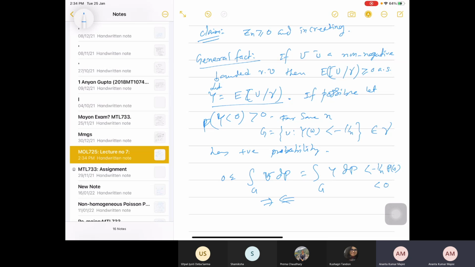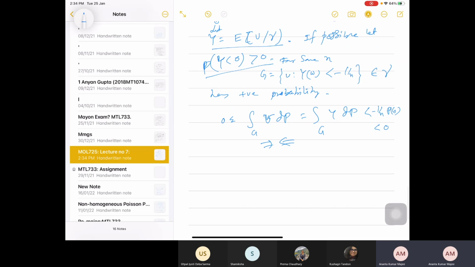This contradiction arises because we said that, if possible, the probability of y being negative is positive. So this is not the case. That implies that the probability of y less than 0 is equal to 0, so the probability of y greater than or equal to 0 is equal to 1. That is, y is greater than or equal to 0 almost surely.